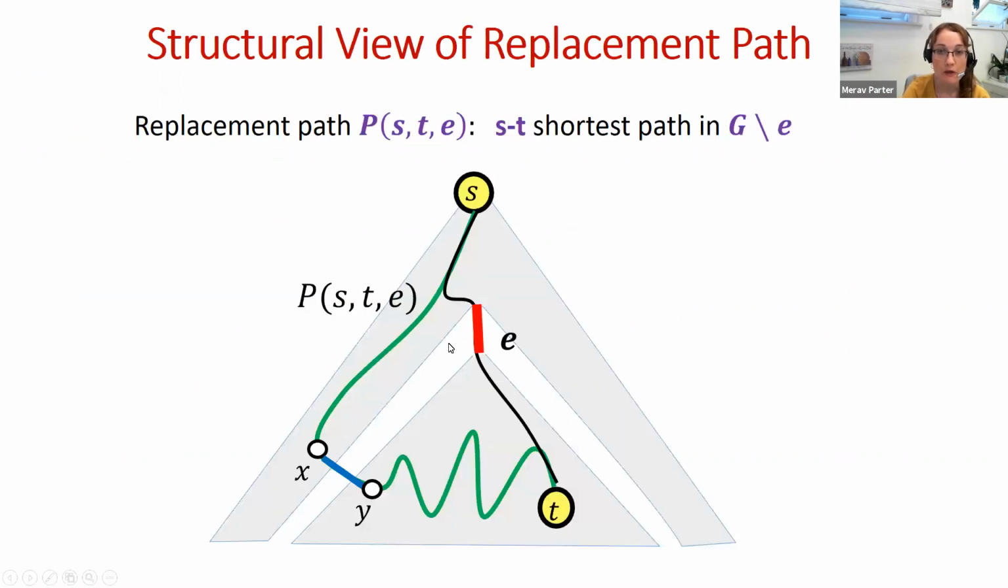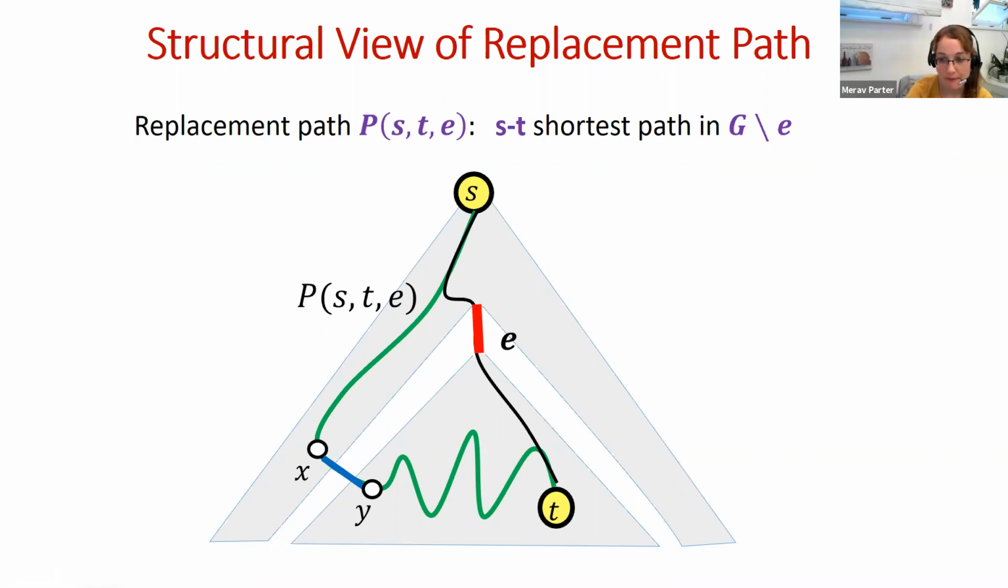Okay, let me also provide you a structural view of the replacement path, which looks as follows. In gray, you see the BFS tree with respect to S, okay? And in black, you see the shortest path between S and T, and this is the failing edge E. When E fails, it breaks the BFS tree into two parts, okay?